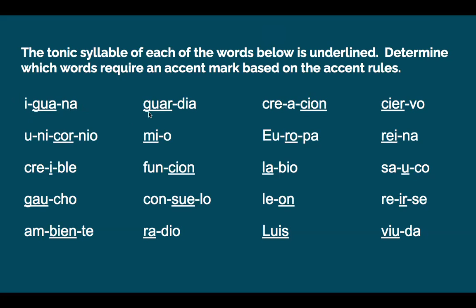Let's do this word, guardia. Now this word happens to have two diphthongs, the ua and the ia. Guar is the tonic syllable. We will not add an accent mark to separate any vowels in this case because we want to leave them as a part of the same syllable as diphthongs. So then we apply the regular accent rule, and we see that this is a palabra llana, which ends in a vowel, so we do not need an accent mark.